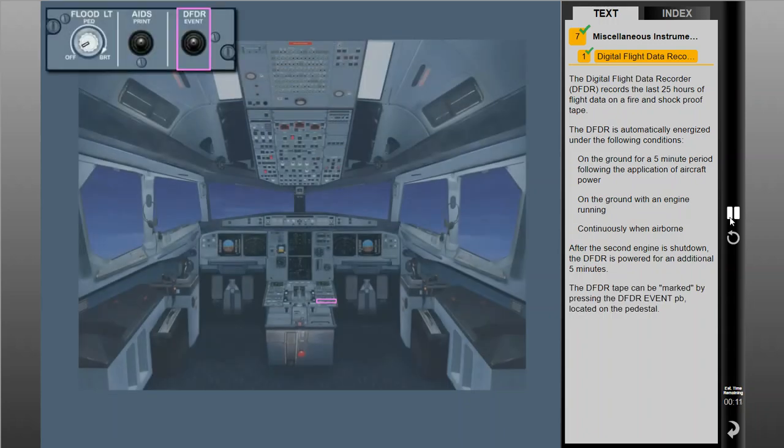The DFDR tape can be marked by pressing the DFDR event push button located on the pedestal. This allows an event to be recalled for subsequent data analysis.